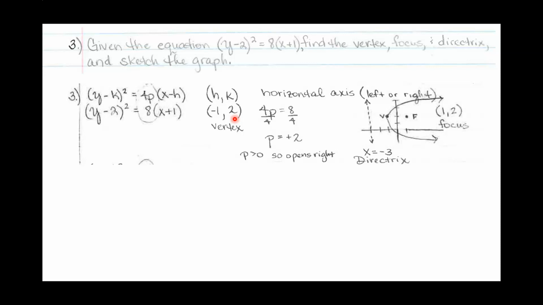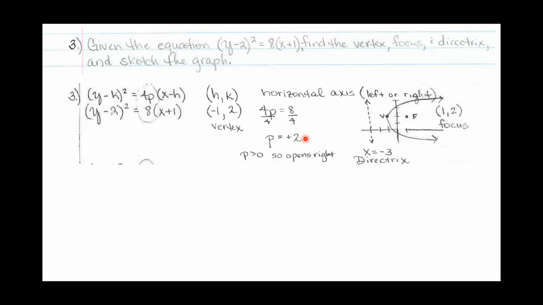So we need to know our p-value. Now, if you'll notice, 4p is in the same place as 8. So if I set 4p equal to 8, divide both sides by 4, I'll get p is equal to a positive 2. So because it's positive, it opens right. If it had been negative, it would have opened left.